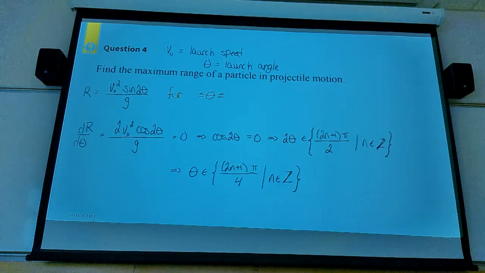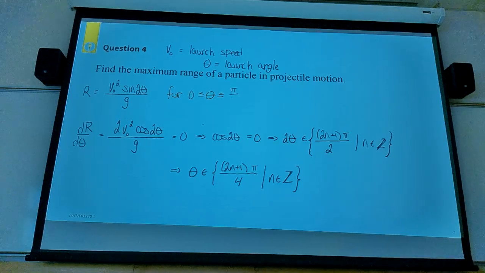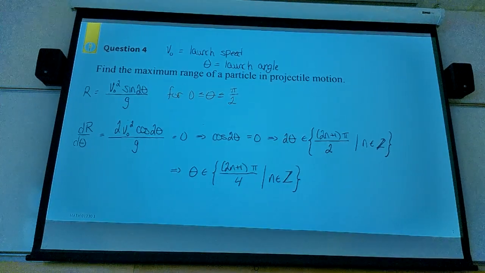0 to pi over 2. Why? Isn't that the range for theta? Why would it only be those values though? You're right. I'm asking why. How'd you get it? I just imagine how the projectile is launched, and it would be on that plane. Not going to launch it downwards, right? That wouldn't make any sense.